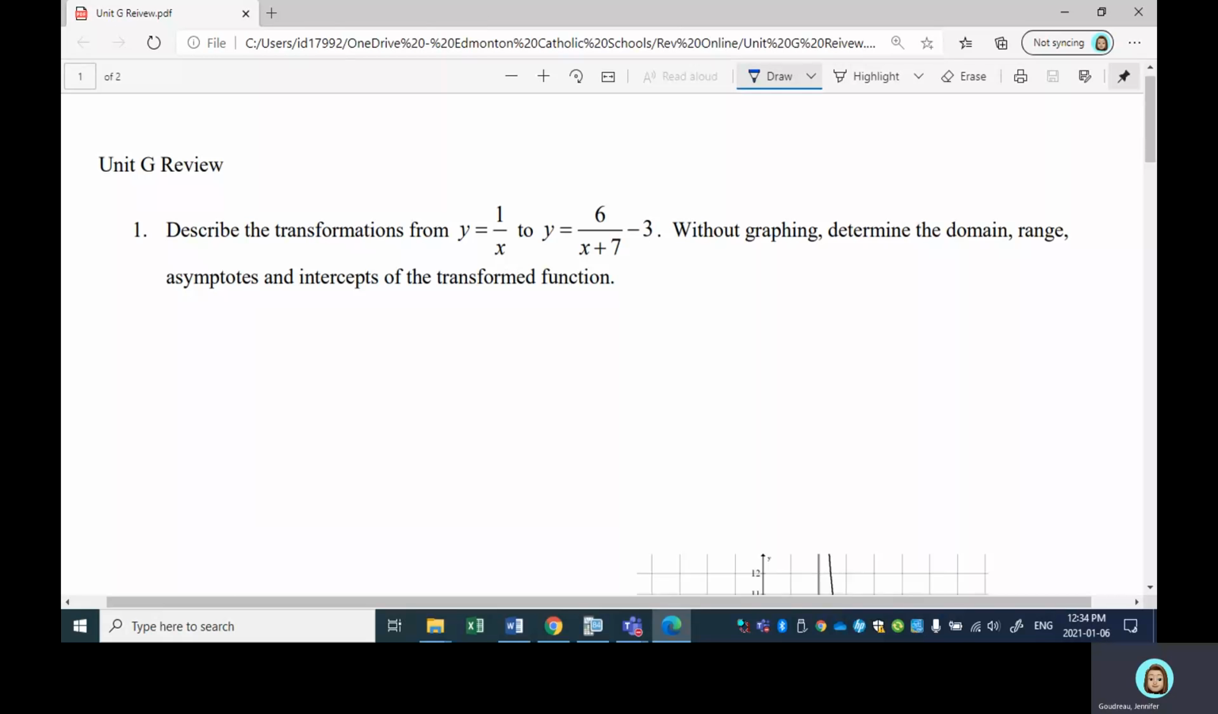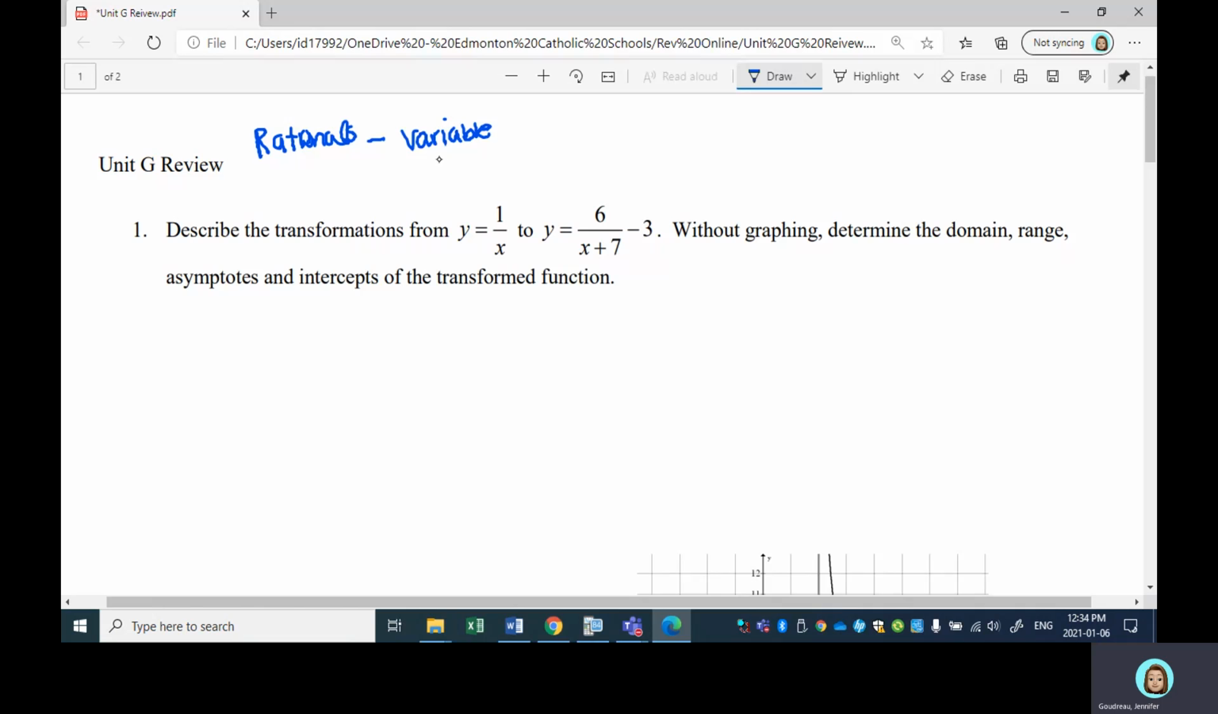Unit G covers two pieces of content for Math 30-1, and so I'm going to do the review in two separate videos. This first video is going to cover rational functions and equations. So first of all, a rational function is considered a rational function because the variable is in the denominator.